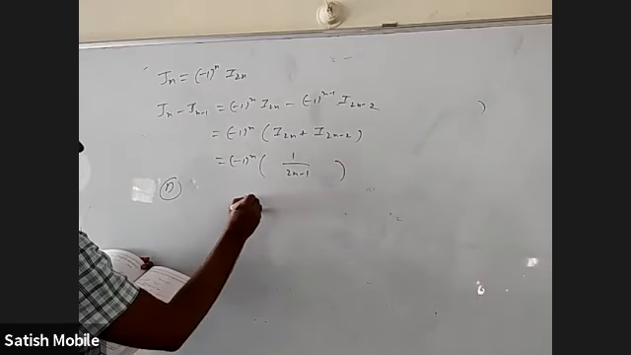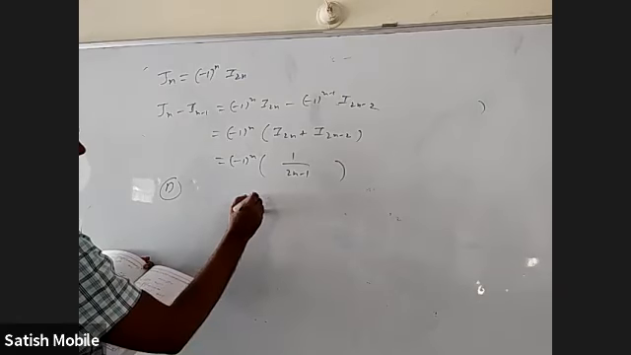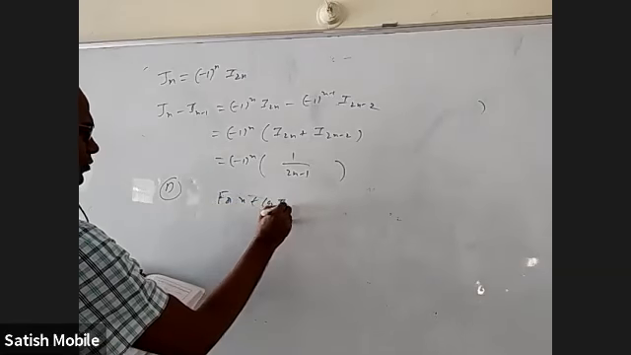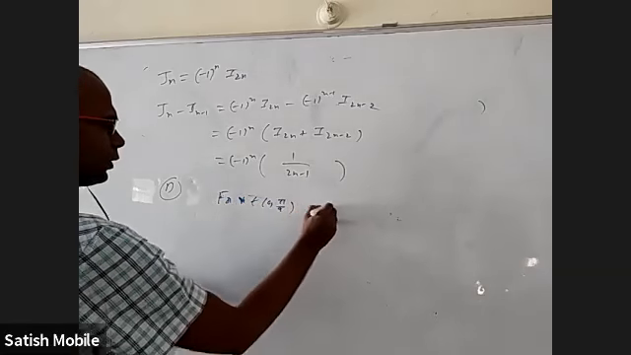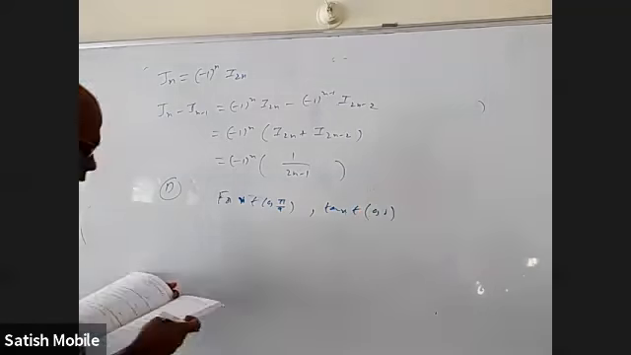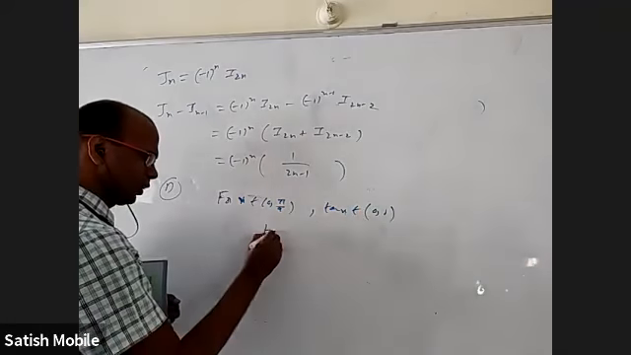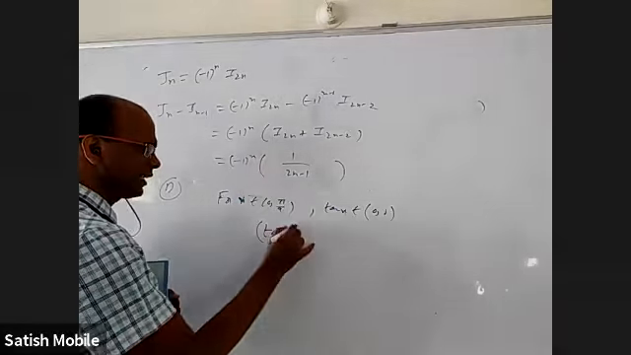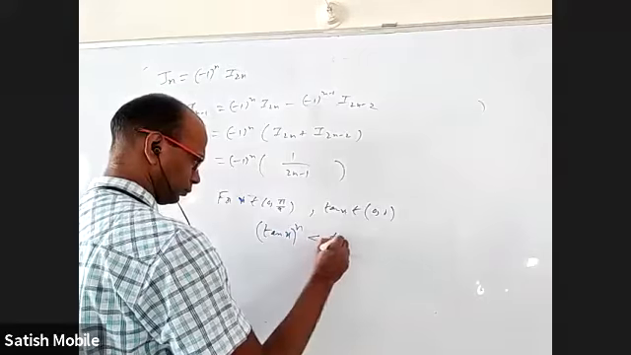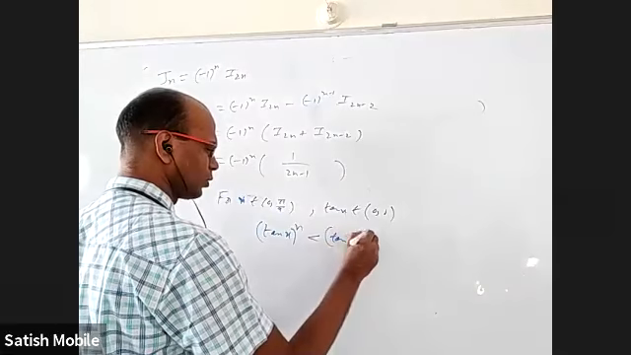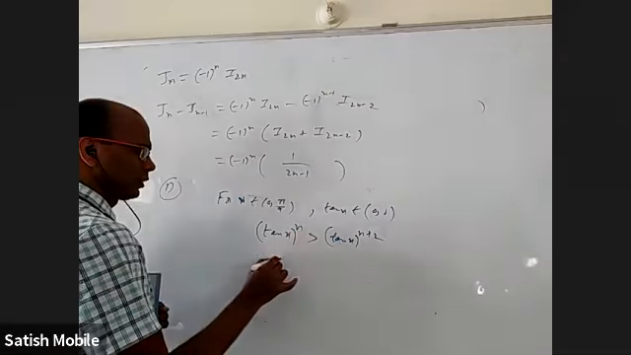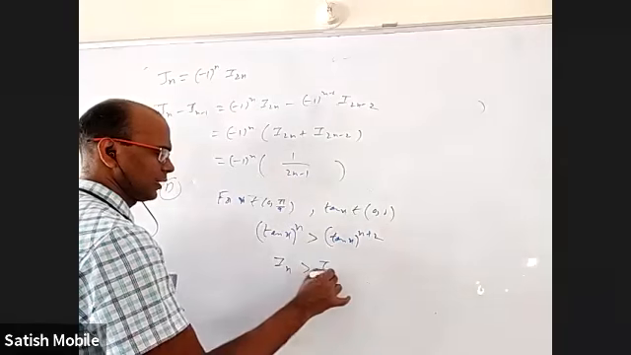I think I can easily say for x belonging to 0 to pi by 4, tan x belongs to 0 to 1. Because tan x belongs to 0 to 1, (tan x)^n is greater than (tan x)^(n+2). That means I_n is greater than I_(n+2).